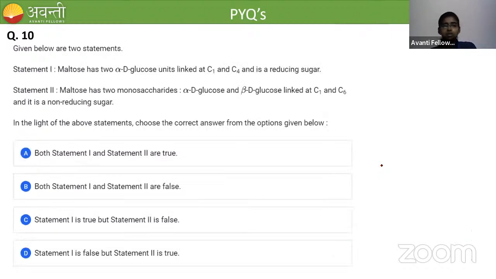So moving on to question number 10. Given below are 2 statements. Maltose has 2 alpha D glucose units linked at C1 and C4, and it is a reducing sugar. And they have 2 monosaccharides called alpha D glucose and beta D glucose linked at C1 and C6, and it is given that maltose is a non-reducing sugar. You have to choose the correct answer. Take some seconds and try to get the answer.